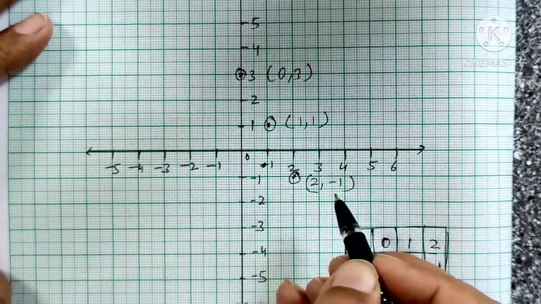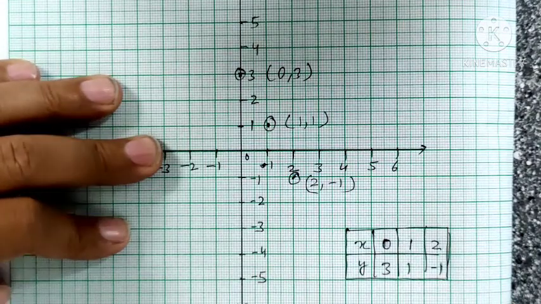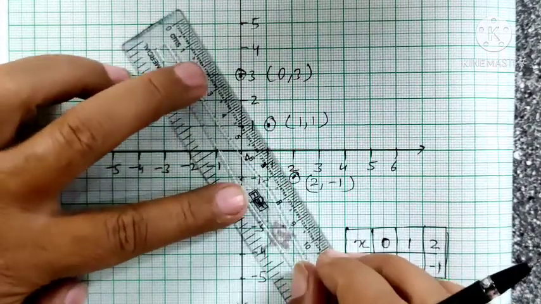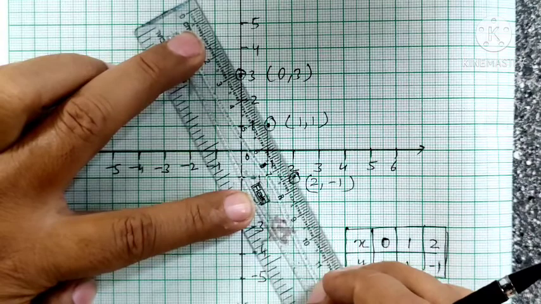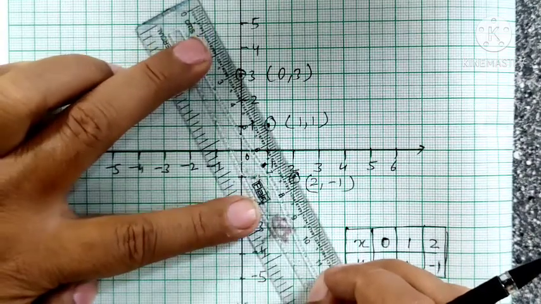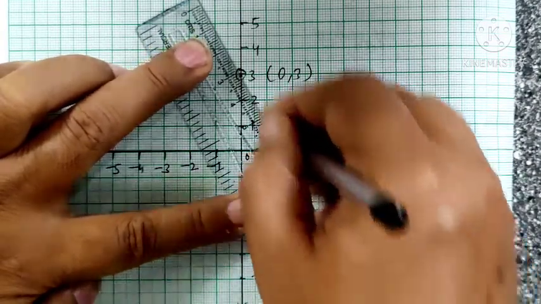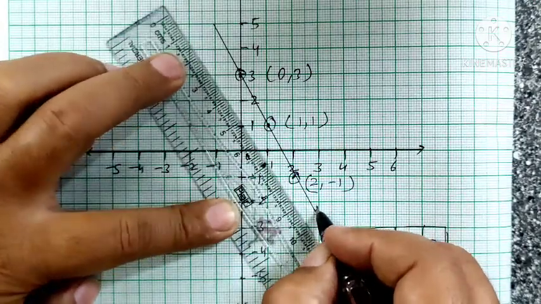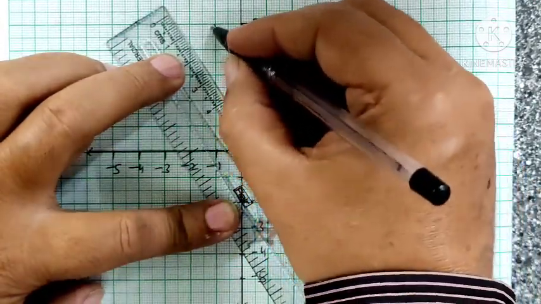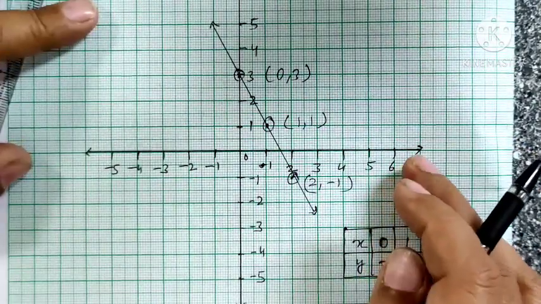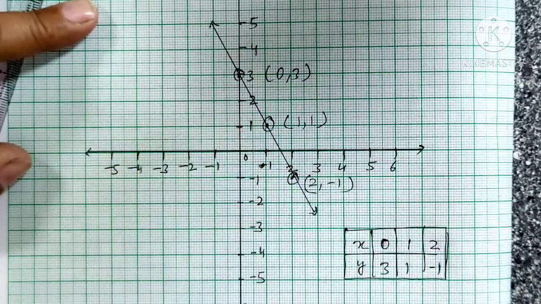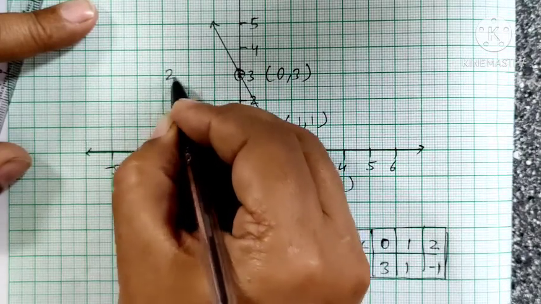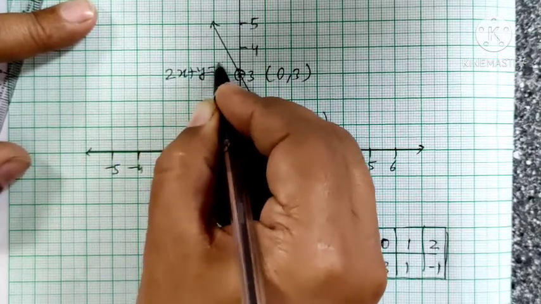Now we will join all the 3 points to get the graph of the linear equation. Now we are joining these points. So we have joined these points, and this is the graph of the linear equation 2x plus y equals 3.